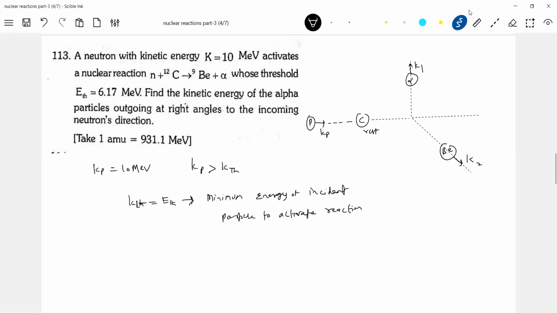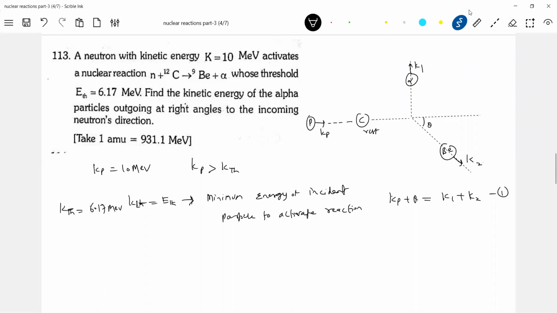So here, what is the equation? The main equation is this one, no? Kp plus Q is equal to K1 plus K2. So what are the unknown things? K1, K2, theta. So there's the one equation, I'll keep it in hand. Kp we know. What is Kp? 10 megaelectron volt. What is the minimum threshold? The threshold is how much? Threshold kinetic energy. So this is threshold energy, better you call it.